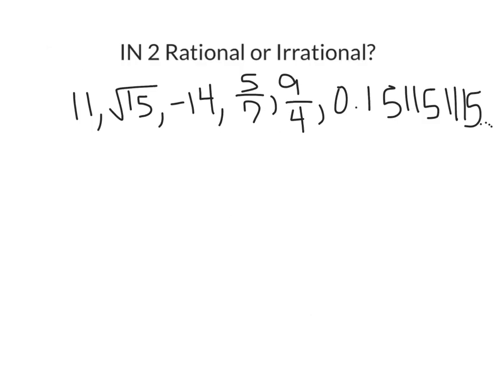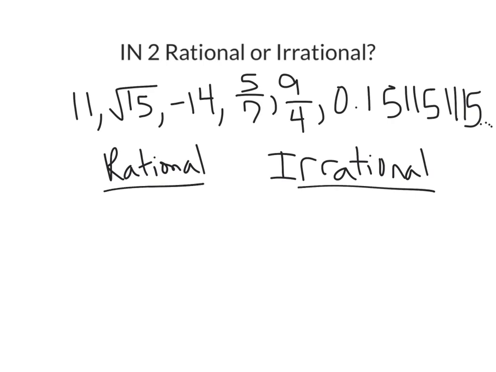Lesson IN2, a big topic in this section was whether something's rational or irrational. So we've got some numbers here, and we're just going to say whether they would be rational or irrational. $11 would be rational. Rational means we can write it as a fraction with two integers. Basically, irrational has decimals that keep going and don't repeat. If it doesn't have that, then it's going to be rational. That's the easiest way of looking at it.